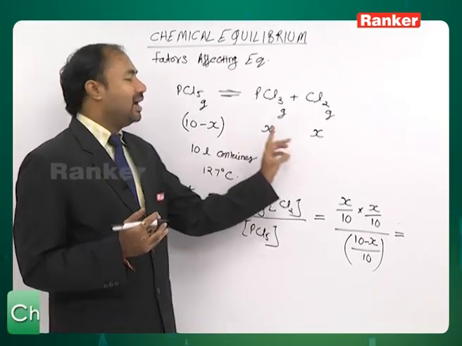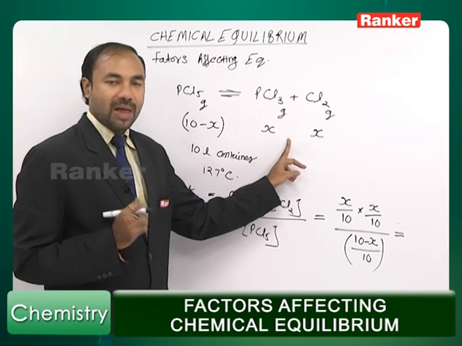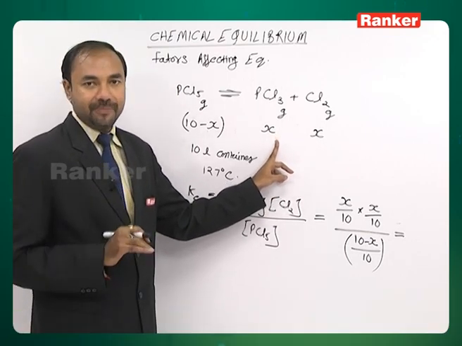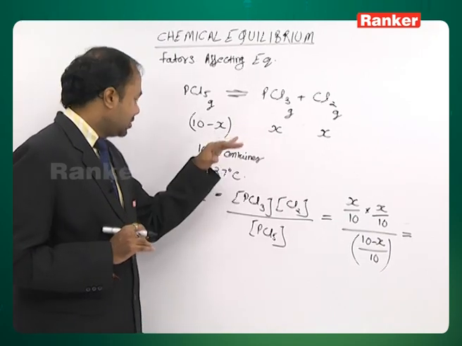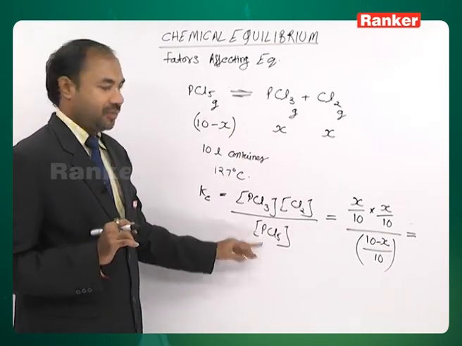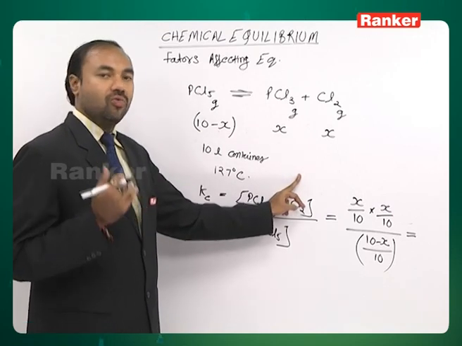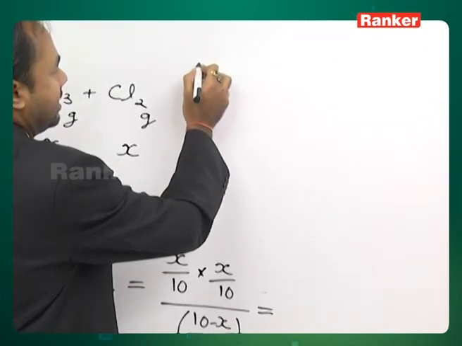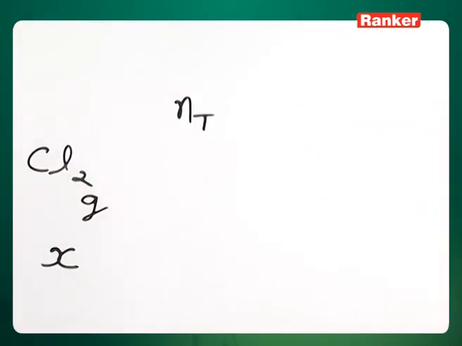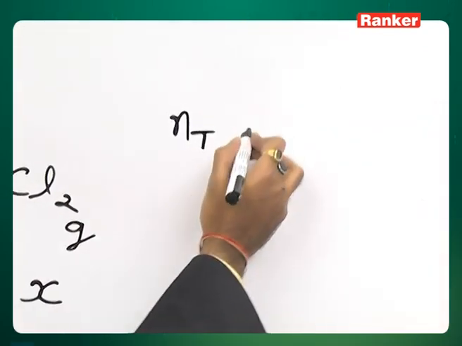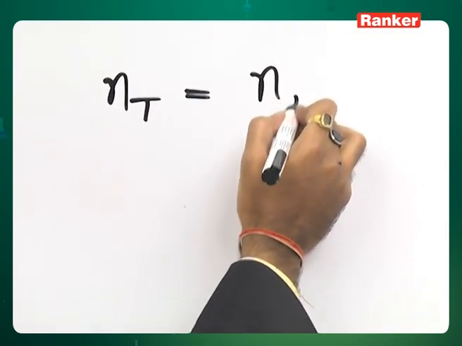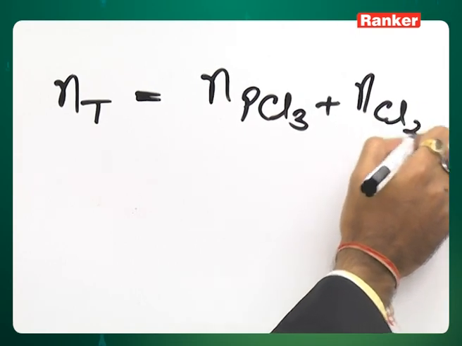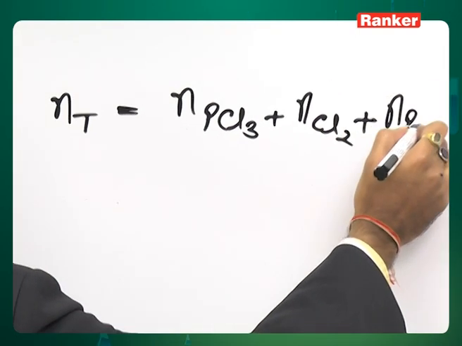The same question can be asked in a different manner also. They may ask you to find the final pressure in the container. Very simple again. Solve in this manner, Kc is given to you, get the value of X. Once you get the value of X, the total number of moles in the container will be equal to the number of moles of PCl3 plus the number of moles of Cl2 plus the number of moles of PCl5.